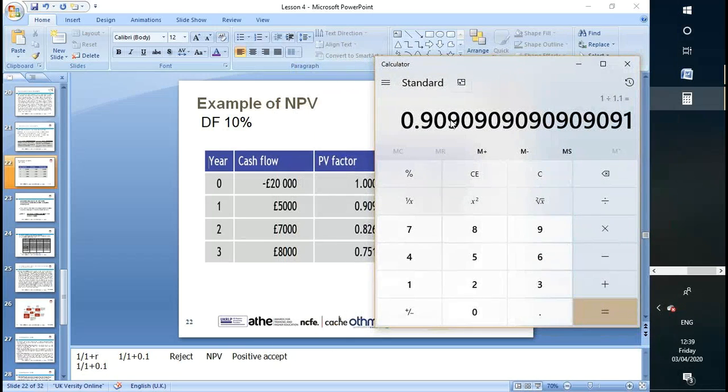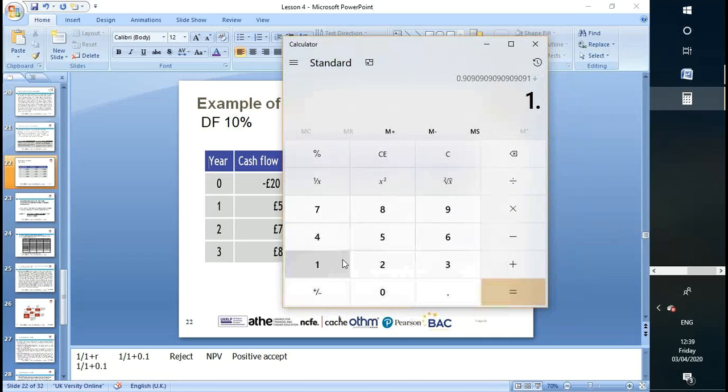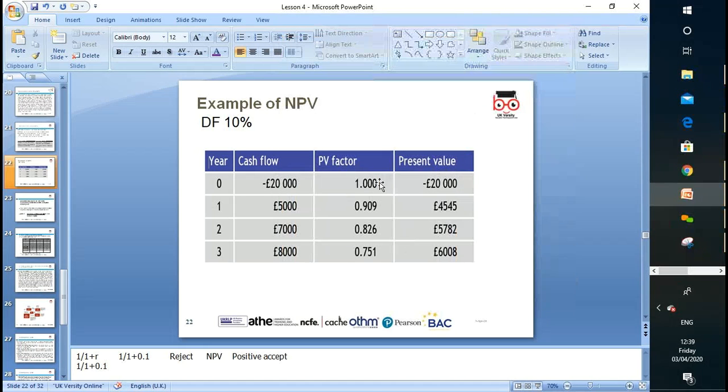So after 1 year, £1 value will be 0.909. And if I get £1 after 2 years, I'll carry on dividing. So after 2 years, it will be 0.826. I'll carry on dividing with 1.1. So after 3 years, I'll get 75 pence. After dividing by 1.1, after 4 years, £1 value will be only 68 pence.